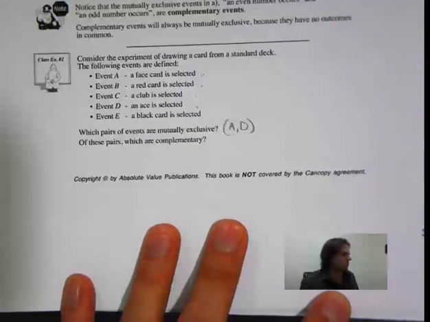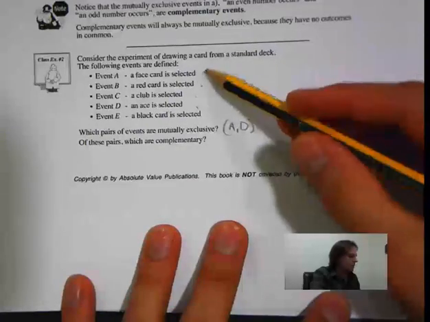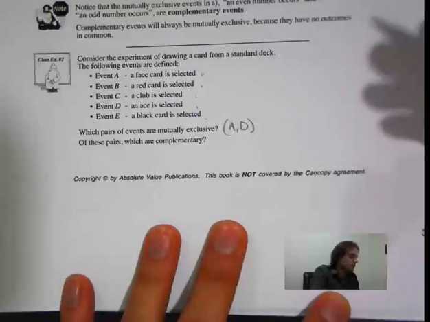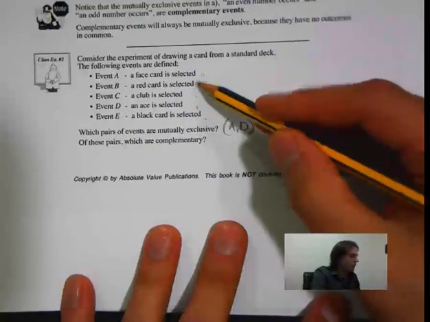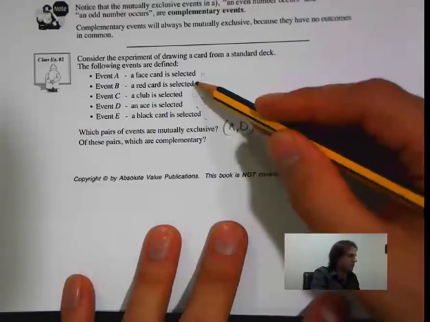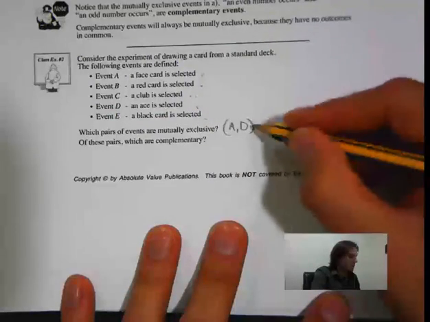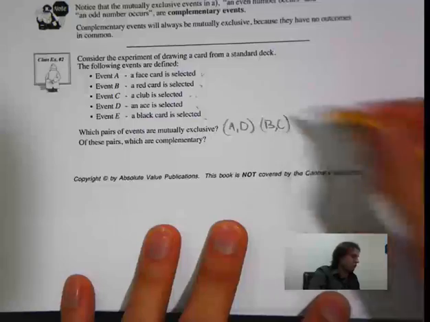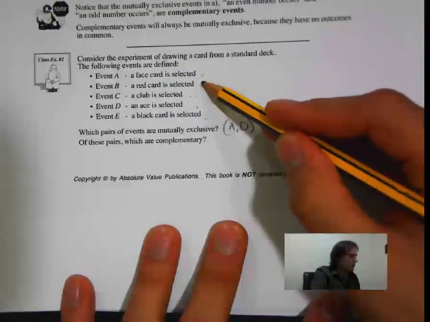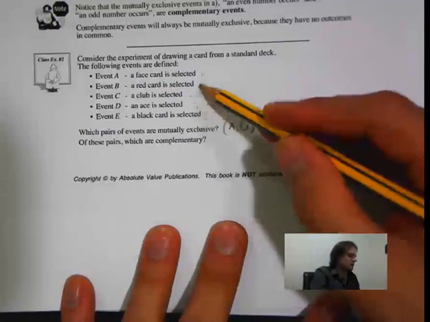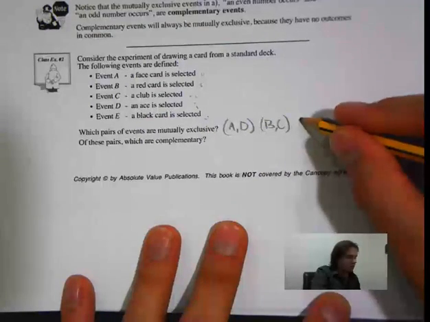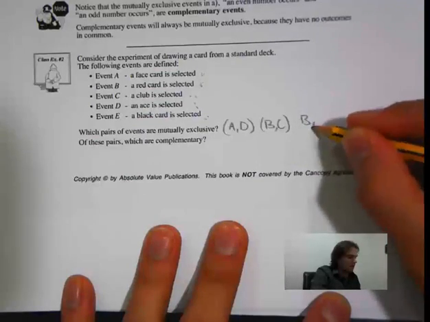Excellent. Okay, let's look at the next one. Can a face card be a black card? Well, yeah, a face card could be a black card. Next one, red card is selected. Can a red card be a club? No. So, B and C, those are mutually exclusive. Okay, red card selected. Can a red card be an ace? Yes. Now, can a red card be a black card? That's true too. So, red card can be a black card. So, that is B and E.